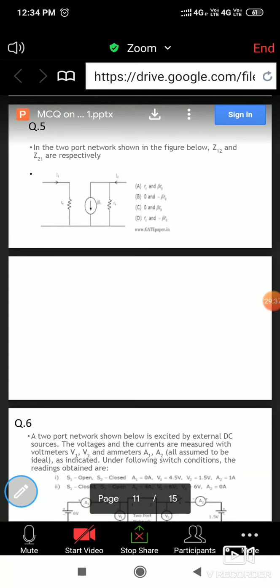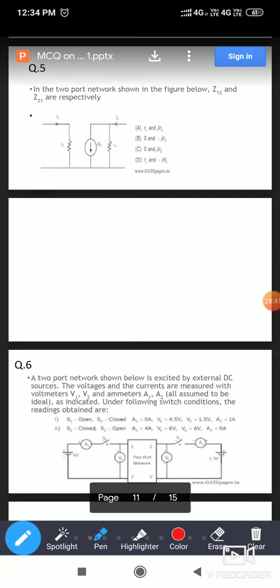Okay, now question number 5. If you are observing, a circuit is given, it is called a Z model. Simply we can say it is a Z model. Now what is the question they are asking? Find out Z12 and Z21 from the given figure. So Z12 and Z21 you have to find out.